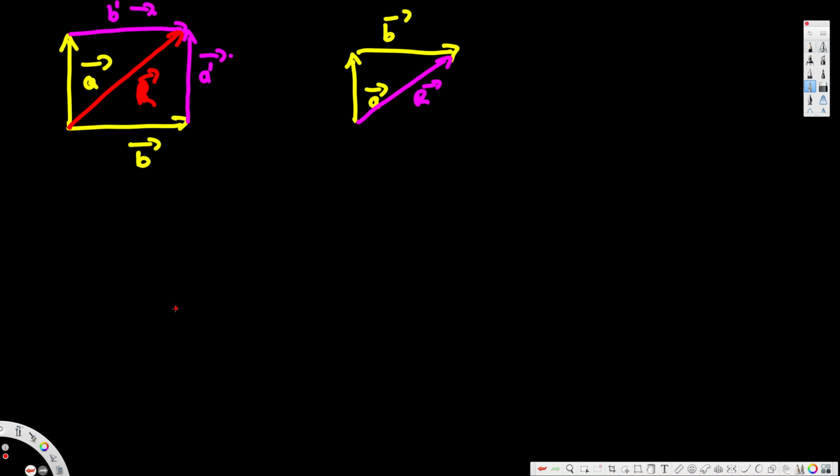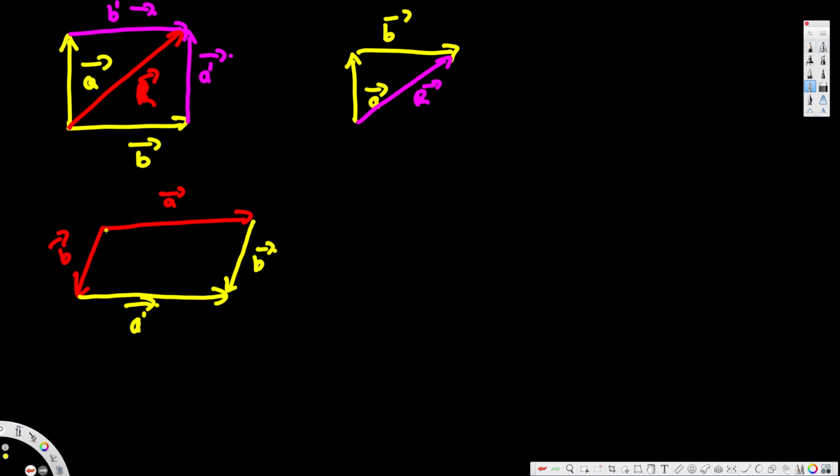Okay, let's try a different one. Let's say we have B like this, and A like this. To use the parallelogram method, we draw a line parallel to A, let's call that one A prime, and let's draw another one parallel to B, let's call this one B prime, and from here to here, that's going to be the resultant vector. Let's draw it with a different color. So this is going to be our resultant vector. That's going to be the addition of these two.